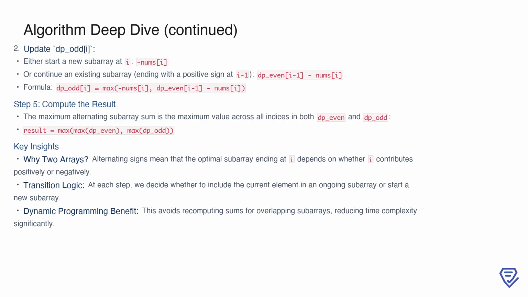Mathematically, we calculate result equals max(dp_even, dp_odd). This ensures we capture the highest alternating sum for any subarray configuration. By maintaining these two arrays, we efficiently handle the alternating sign transitions. This approach ensures that, at every step, we only focus on the local optimal choice for extending or restarting subarrays, which avoids unnecessary recomputation and speeds up the solution.